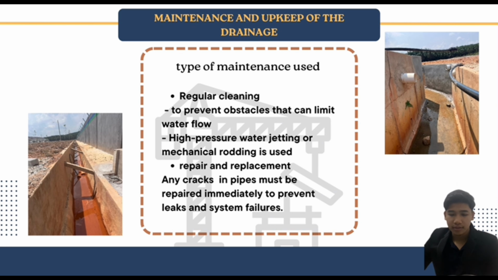Common drainage system issue including blockage, pipe corrosion, and joint failure. Blockage frequently caused by the accumulation of dirt, silt, or organic waste. All of these things can be removed through cleaning and installation of preventive measures such as trap and guard.